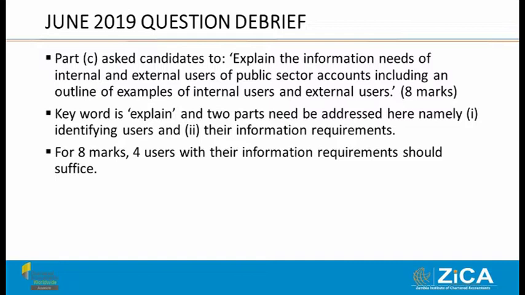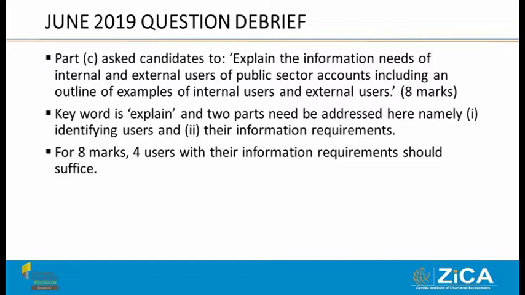So the mistake that candidates are likely to make on this particular question, and it was carrying 8 marks, is to concentrate their energies on just identifying the users. It means already you cannot achieve all the 8 marks. You're supposed to identify the users and explain the information needs, meaning what are they going to use the public sector accounting information for. Those are the information needs of these particular users.